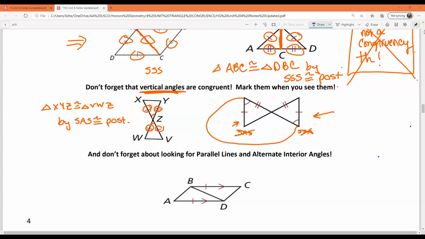This is lesson 4.3, part 2 for geometry, because I had a little problem. But anyhow, we are in the bottom part of page 4 in the notes. We're looking at vertical angles, so we're right here. Don't forget that vertical angles are congruent. We were talking about this problem right here.